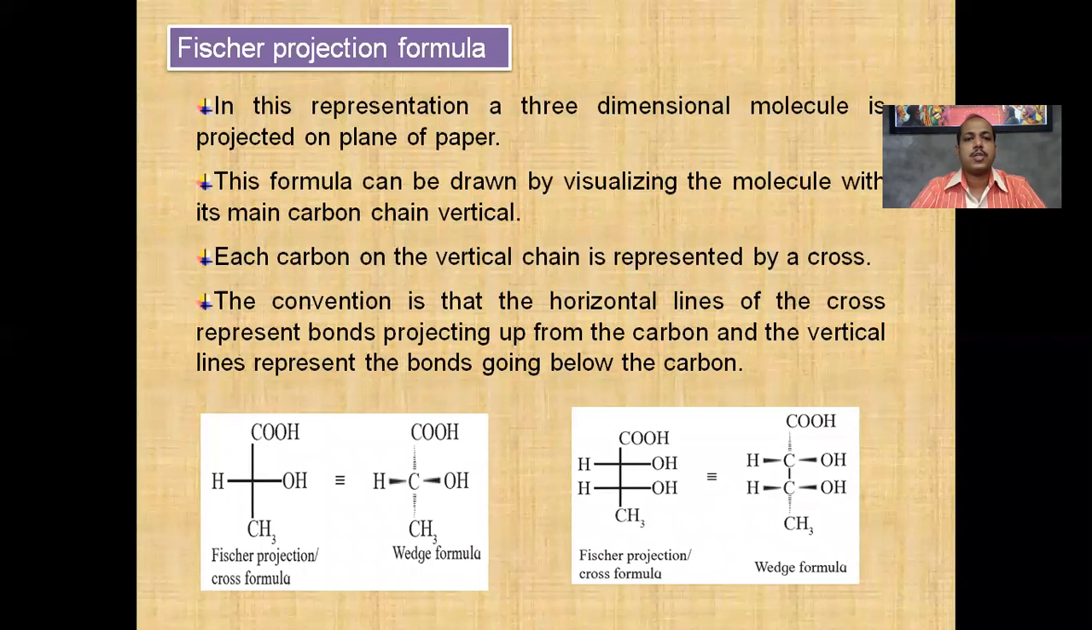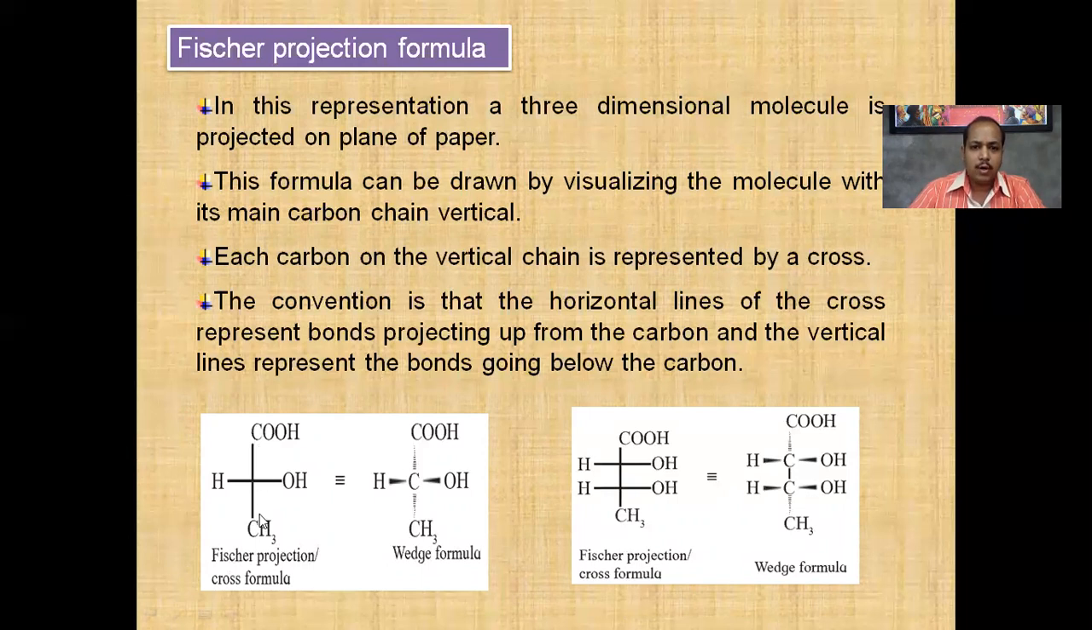That is the Fischer projection formula. This is another formula, the Fischer projection formula. In this representation, a three-dimensional molecule is projected on the plane of paper. As we said earlier, here the three-dimensional molecule is depicted, projected on the plane of paper. The formula can be drawn by visualizing the molecule with its main carbon chain as vertical. Now you can observe here, this is the carbon chain. This one is carbon 1, this is 2, and this is 3. So this is a 3 carbon chain.